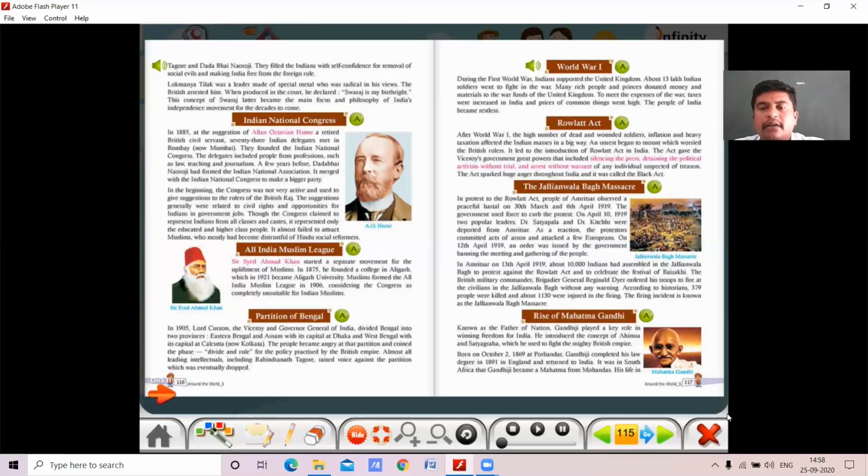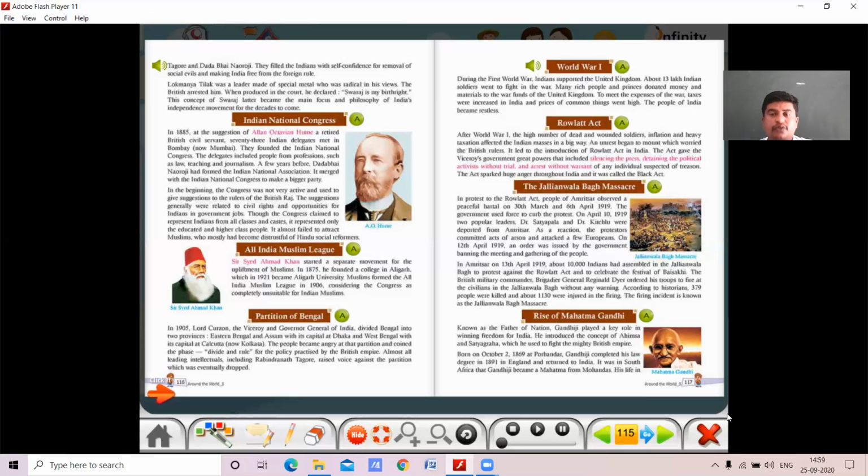As you all know, he is the father of our nation. Mahatma Gandhiji played a key role in winning freedom for India. Without him, you couldn't imagine freedom for India. He introduced the concept of ahimsa. He had a strong weapon. It is still alive, dear students. The principle of non-violence, satyagraha, these have still been alive in the 20th century.